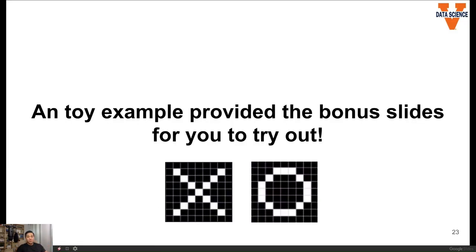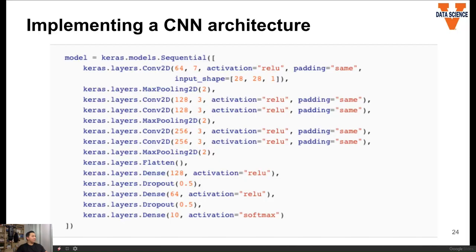If you want to look into more detail, I actually provided a toy example in the bonus slides, so you can try it out for yourself. Now, how do you implement this CNN architecture in Keras, right? Keras provides a very easy way to make the CNN as a sequential model.